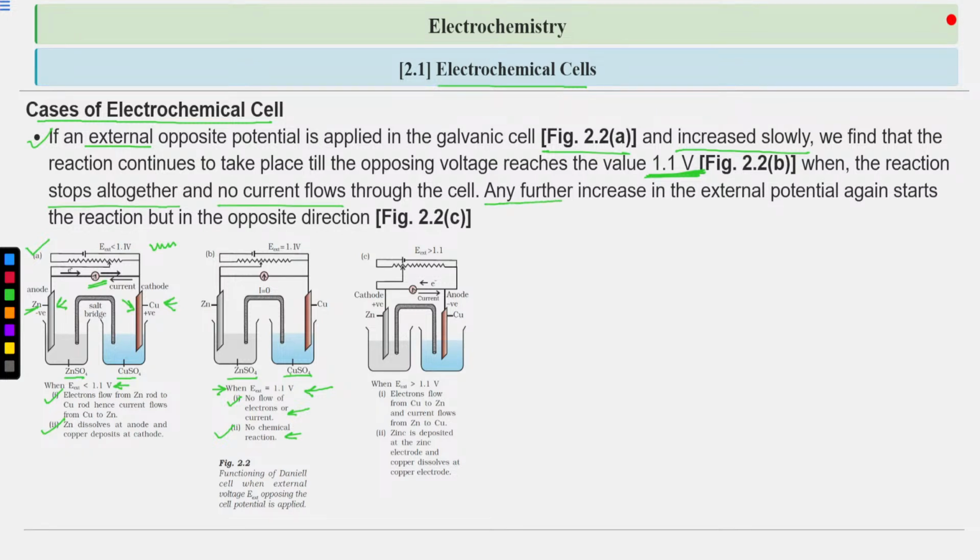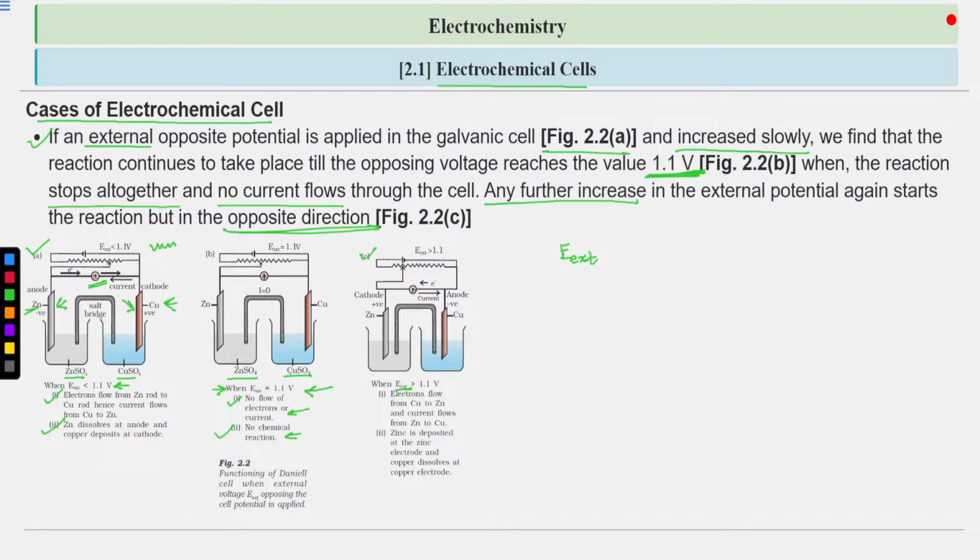Now, any further increase in the external potential, okay, so E_ext we are here representing the E external. Now if you increase any further this value of E external, the reaction starts again. This will again start the reaction which just stopped at 1.1 volt. When you increase the external potential from 1.1 volt to more, what will happen? The reaction will start again, but in the opposite direction, as presented in figure 2.2c.